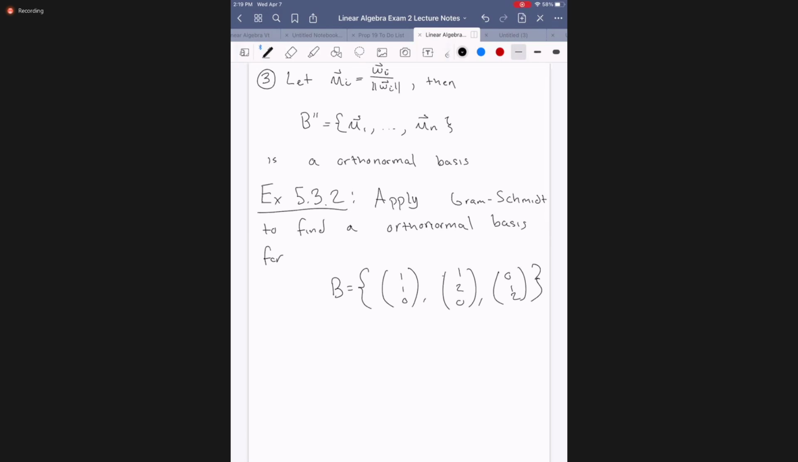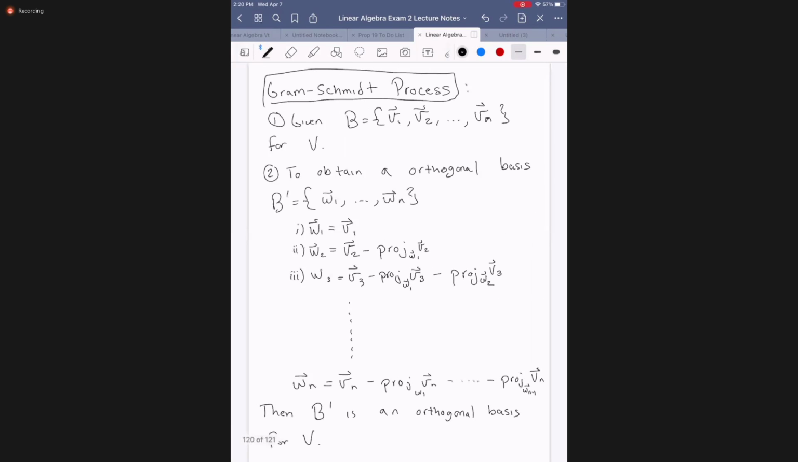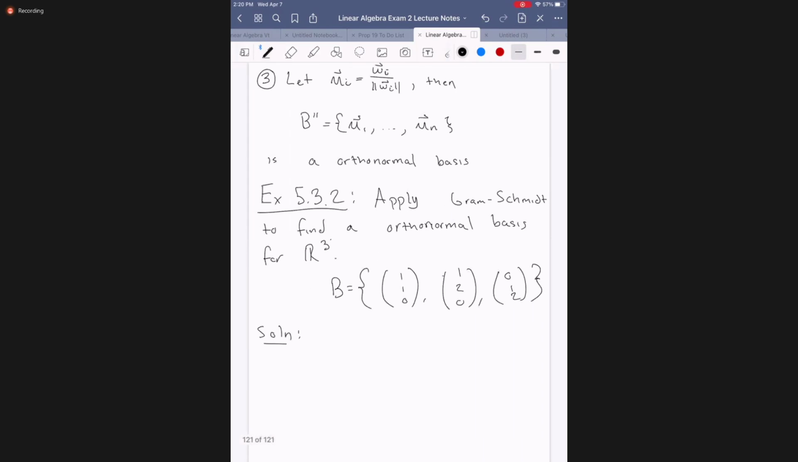So right now this is a basis. I'm saying this is a basis for R3. But it is not orthonormal, right? I mean, take the dot product between any two, it's not going to be 0, right? So this is what you do. Basically, we just follow these steps, right? So let W1 equal, say, (1, 1, 0). It doesn't matter which one you pick, just pick one, right?